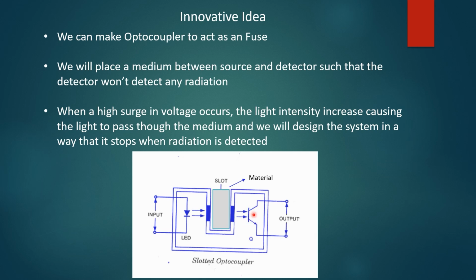When no radiation is detected, the output circuit will operate as it is. And when the voltage is increased beyond 240 volts, the intensity of the light will increase, making the light pass through the material and get detected at the detector. Now we will design the output circuit in such a way that when the light is detected, the output circuit is turned off. In this manner, we can design the optocoupler to act as a fuse. Thank you.